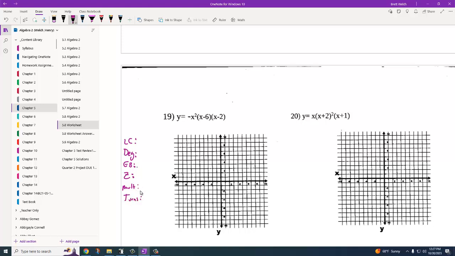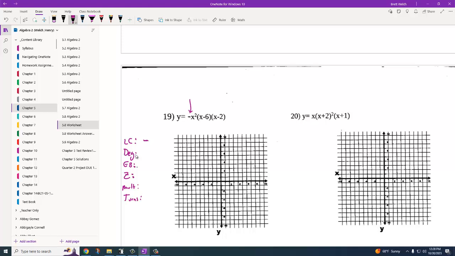All right, so we start with the leading coefficient. The leading coefficient is the number in front of the whole thing. It's either going to be positive or negative. In this case, it is negative. That's all you need to know. Is it positive or negative? The next thing is the degree. The degree is the biggest exponent.